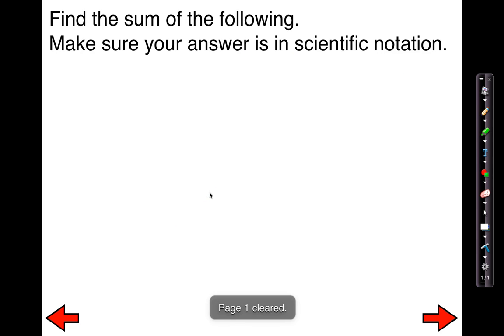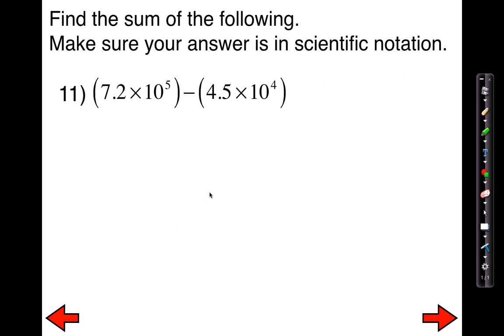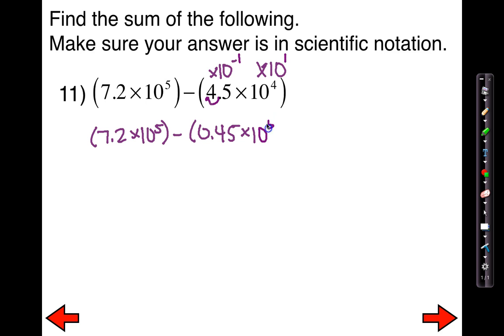Okay, what about number 11? Hopefully number 11, you chose to stick with the 10 to the fifth, so you're going to multiply this by 10 to the first. Why to the first? Because you only need to move 4 by 1 to make it a 5. So here you're going to multiply it by 10 to the negative first to balance things out, moving this over 1 to the left. I'm left with 7.2 times 10 to the fifth minus 0.45 times 10 to the fifth as well, because 4 plus 1 is 5.